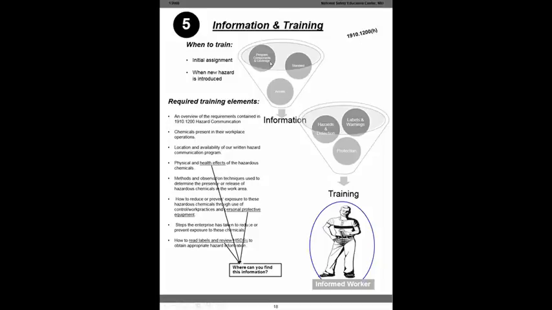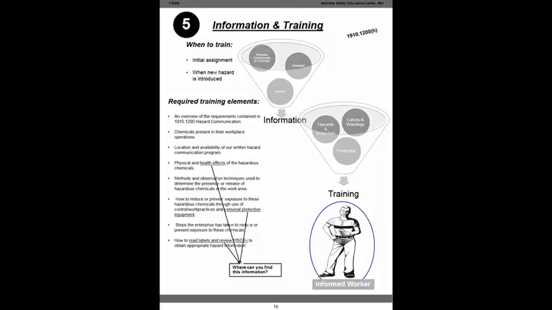So again, the information that we need is where the access is to the MSDSs, what the standards are, and then the training is what labels we put on and what the warnings are, what the hazard is and how to know if you're being exposed to that hazard, and then what protection to wear. And again, they've got some required elements here, an overview of this, what chemicals are available in the workplace, again, part of the chemical list, location and availability of the written program, physical and health effects, again, big arrow here. Where can you find this information?